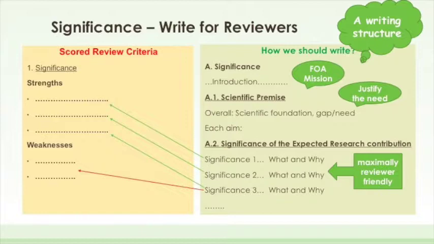They want to write 3 or 4 itemized strengths and a few itemized weaknesses. We need to keep that in mind. We also need to keep the reviewers' status in mind. So how are we going to write? First, you just write an introduction because not everyone is familiar with what you're trying to do.